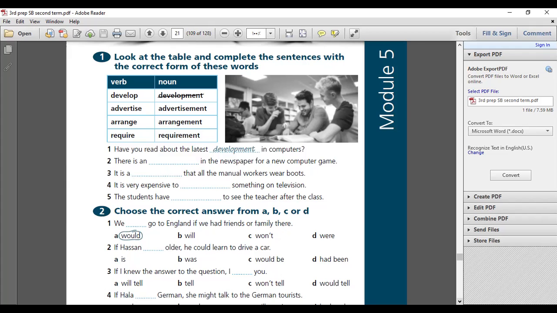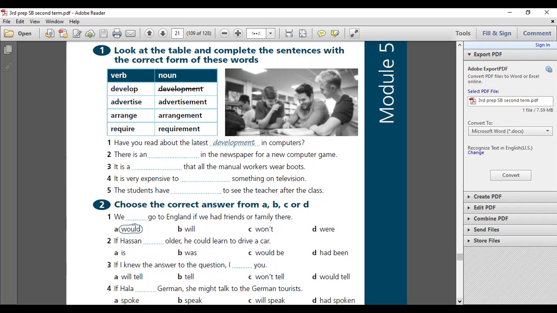Advertise. Number five, the students have arranged to see the teacher after the class. Arrange. Have arranged, but I will put D, arranged, because have arranged is present perfect, okay?